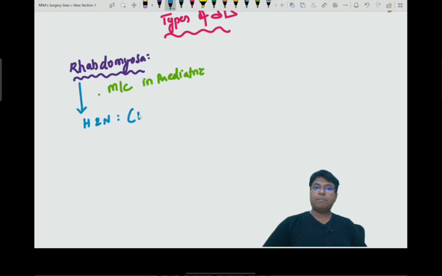In head and neck, we get it in parameningeal sites more commonly. We do not get it inside the brain, we get it in the parameningeal sites. What do you mean by parameningeal sites? They are nasopharynx, nasal cavity, middle ear, paranasal sinuses, pterygopalatine space. These are all known as parameningeal. That is the most common site, followed by extremity, followed by genitourinary tract, followed by trunk. This is the order of rhabdomyosarcoma.